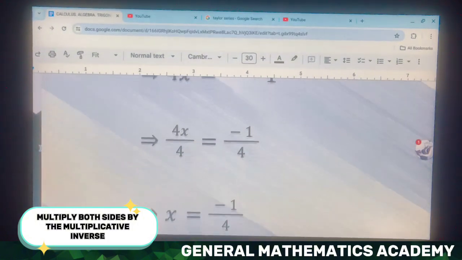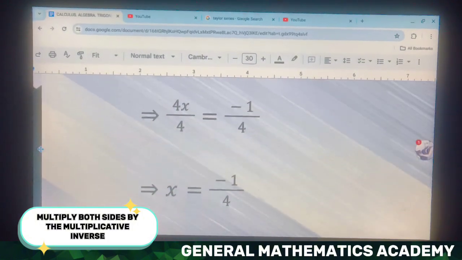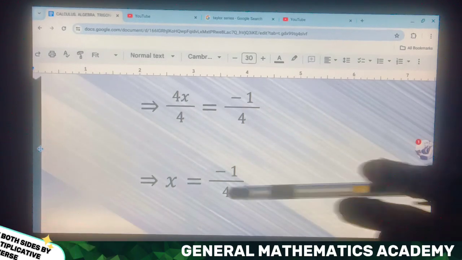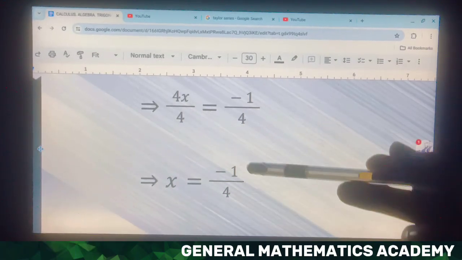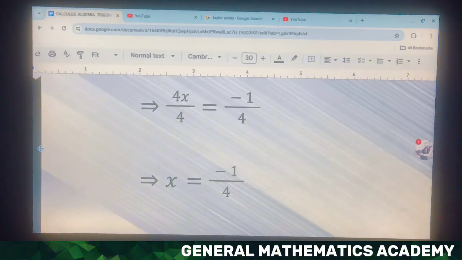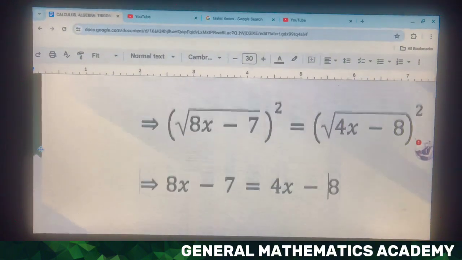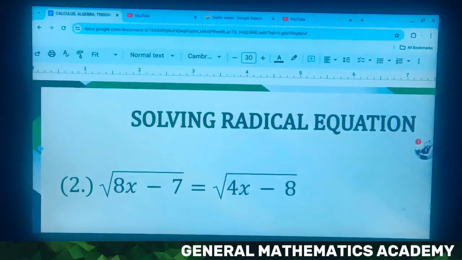So ladies and gentlemen, upon solving this radical equation, we have found out that the independent variable x, its value is equal to negative 1 over 4. And that is the solution for this given radical equation.